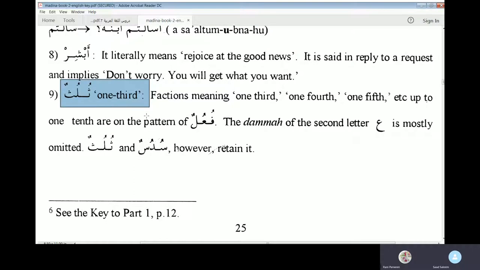One third. Fractions meaning one third, one fourth, one fifth, etc., up to one tenth, are on the pattern of fu'lun. Okay, the damma of the second letter ayn is mostly omitted: thulth and suds. However, retain it.